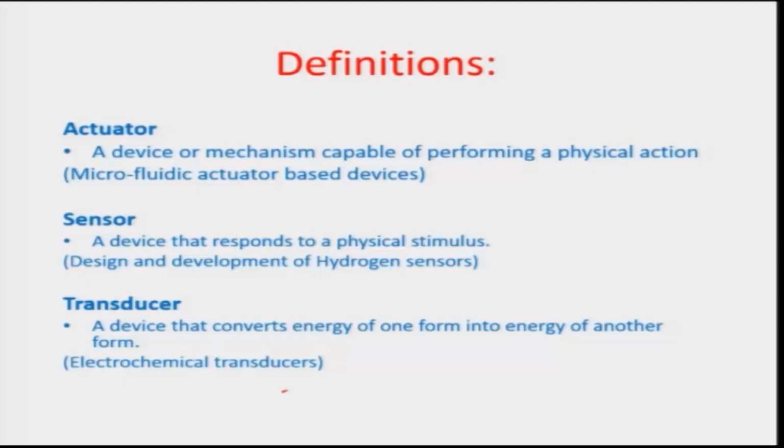So, let us look at some definitions again. This is a revisiting of what we did earlier. What is really an actuator and how different is it from a sensor? An actuator is a device or mechanism which is capable of performing a physical action. This can be, let us say, a valve that is closed, because of which there is a stoppage of flow. So, that can be an actuator.